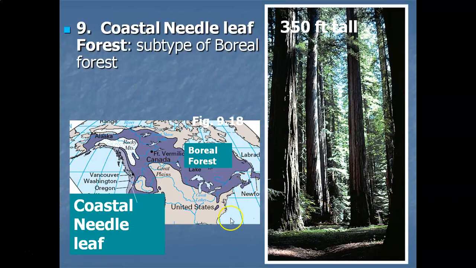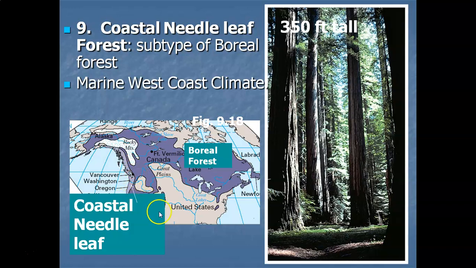There is a subtype of the boreal forest. It's called the coastal needleleaf forest. So it's another needleleaf evergreen forest, but it's coastal. And so this is a subtype, so it is shown on our boreal forest map. And here it is in the lighter purple. It's a coastal needleleaf forest. It's associated with the marine west coast climate, particularly of North America. So, Washington State, Oregon, up into British Columbia, and even into Alaska, believe it or not.